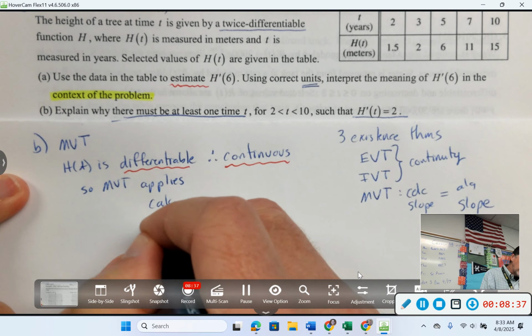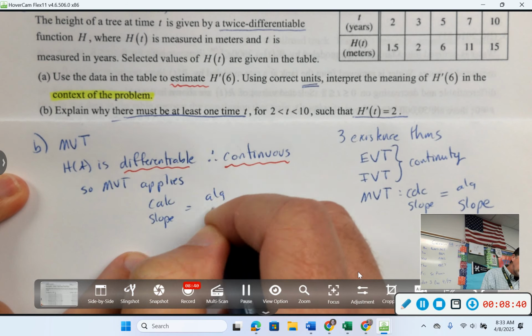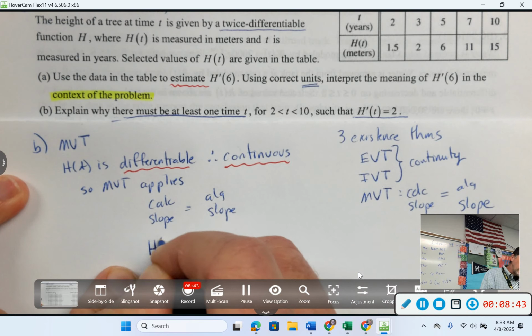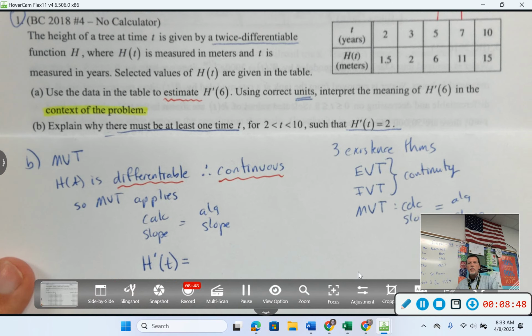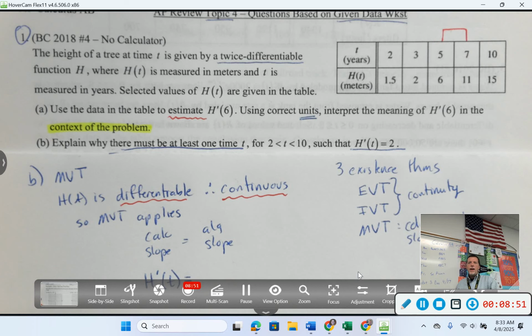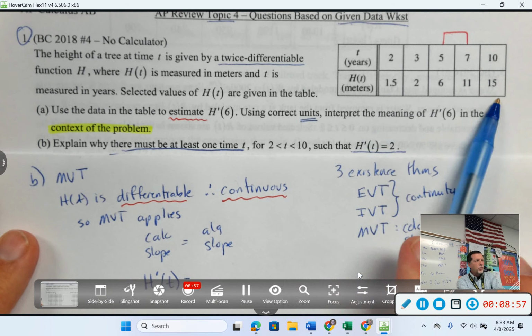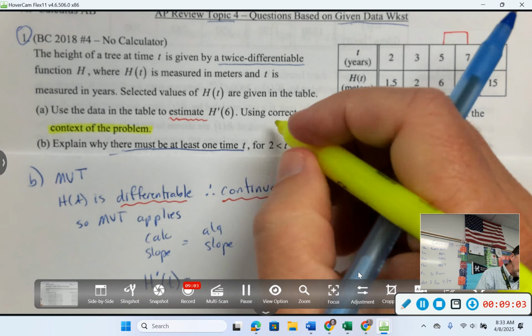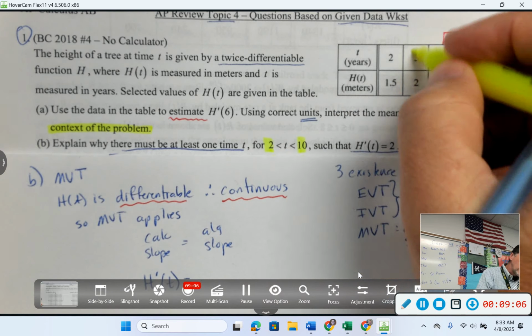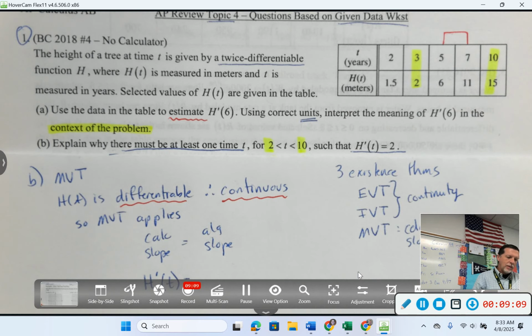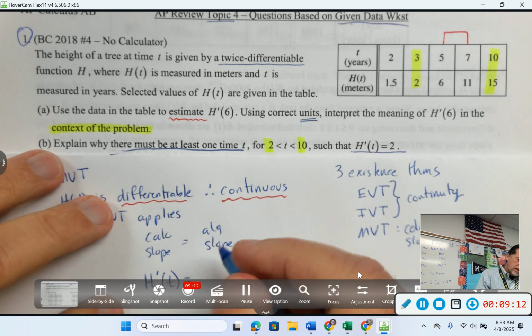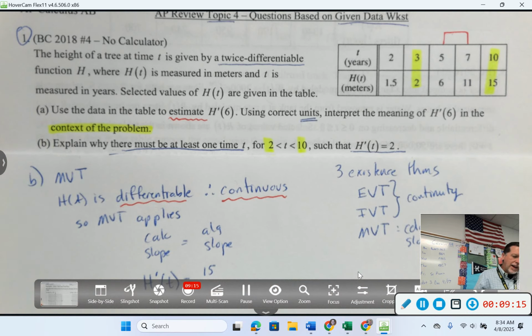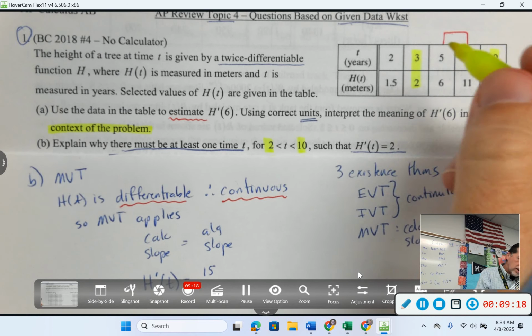So calc slope equals algebra slope. Well, calc slope, that's what they're talking about. H prime of t. And I don't think many people mess this up, but sometimes students aren't sure which values I should use to find the slope. Well, almost always it's going to tell you which to use. So let's use 2 and 10 and see if that works. So 15, whoops, I said 2 and then highlighted 3. 2 to 10.